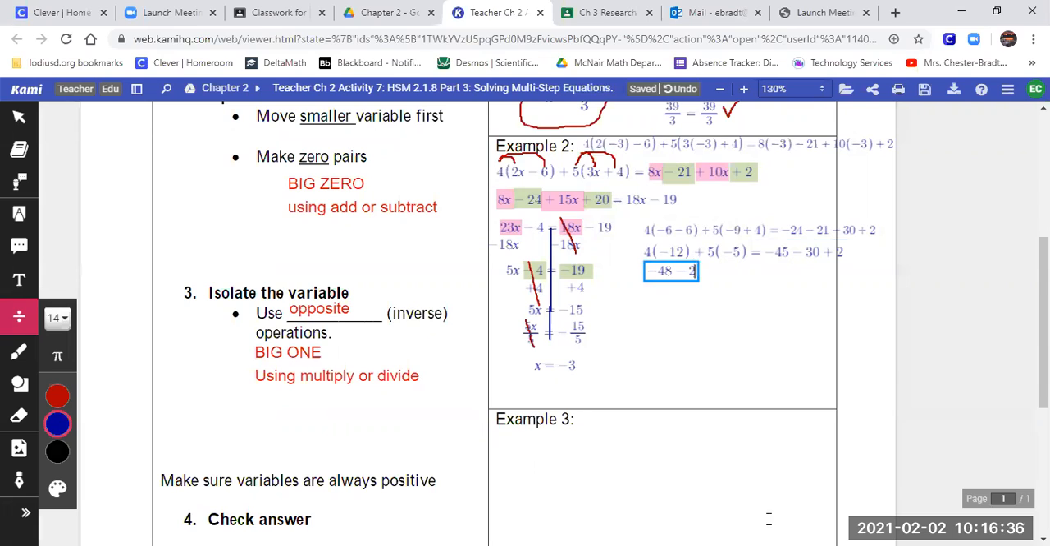5 times 5. 25. So right now I only have like 3 people that are getting participation points, but that's okay. It's your choice. Okay.